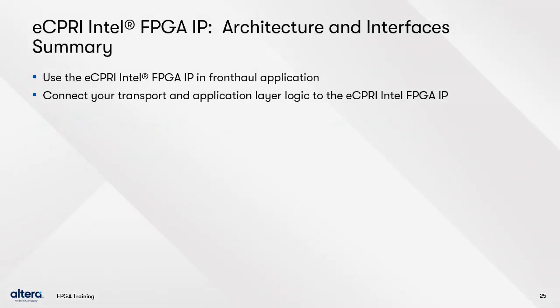In this training, you learned how the blocks in the eCPRI IP work to process eCPRI and other packets in a system. This will help you devise the best plan for employing the IP in your own fronthaul application. You also learned the interfaces found on the IP core that you use to connect your own transport and application layer logic in the FPGA fabric.